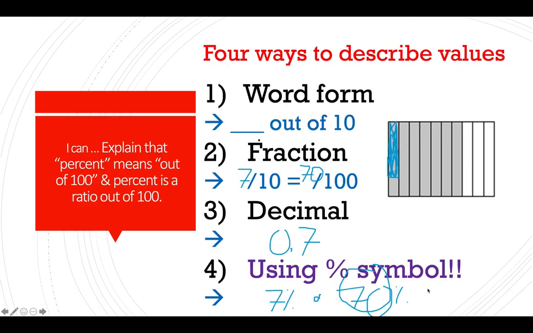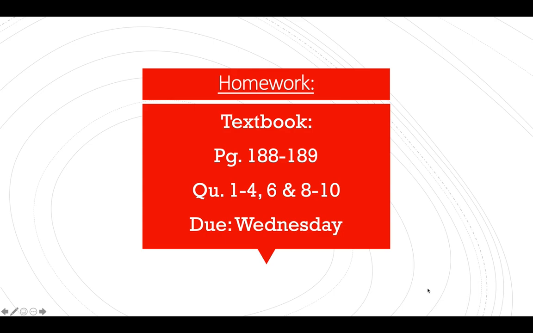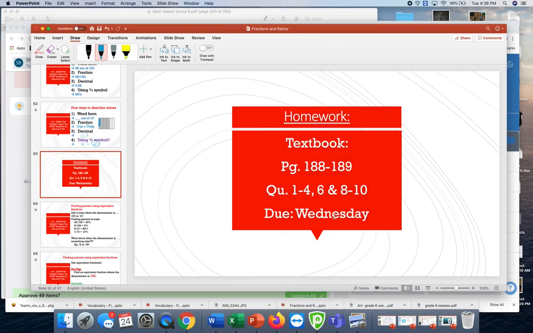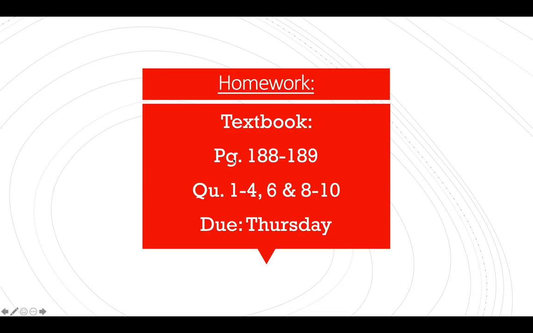It's like I'm writing with my left hand or something. Okay, and then this is the homework. Oh, this is not due on Wednesday. This is due on Thursday. So this is in your textbook. Page 188, 189, questions 1 to 4. So that means you have to do 2 and 3, skip 5, do 6, skip 7, do 8, 9, and 10. Okay, you're going to see it. Don't freak out. It's not really that much.